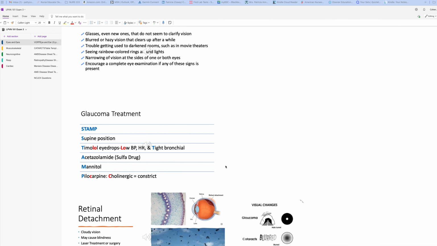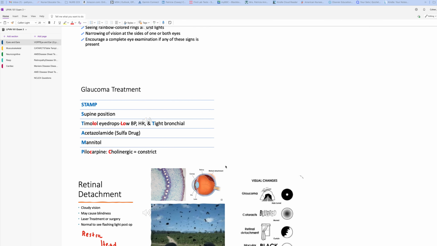The treatment, put them in supine position, administer timolol. Timolol, you know the LOLs, they're beta blockers. You probably had that in pharmacology by now. So if you don't teach the patient to press on their lateral duct when they're giving eye drops, this could be absorbed systemically. So you're looking for a low heart rate, low BP, and tight bronchial, they could get bronchial spasms because of the beta blocker. So you have to be very careful with that.